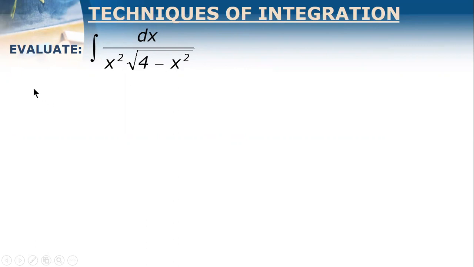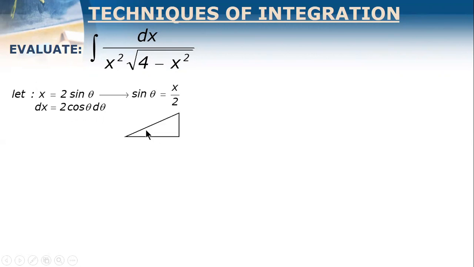So the substitution is let u be equal to a sine theta. So x being our u and a is 2, let x be equal to 2 sine theta. And to differentiate, dx is equal to 2 cosine theta d theta. So from this one, sine theta is equal to x over 2. And so let's construct a triangle. So we have this right triangle.